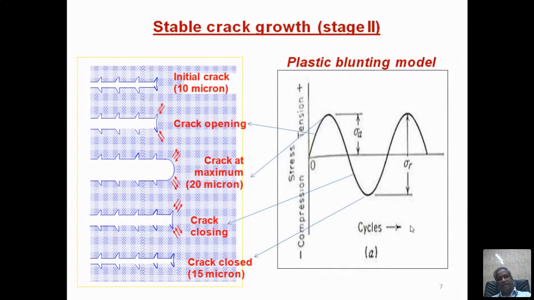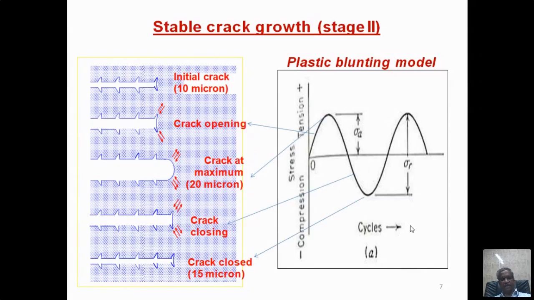You see the first stage, the initial crack of 10 microns. When you have a crack, you have two surfaces, a top surface and a bottom surface, and the gap between them is very narrow. In the next case, going from zero toward maximum, the crack opening starts here, and when the stress reaches the maximum point, you see in the third one, the crack is 20 microns. The length has increased from 10 to 20 microns because of the tensile load. At the same time, the gap between the top and bottom surfaces also widened.